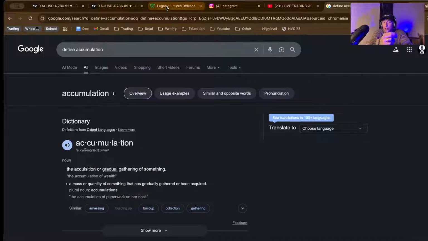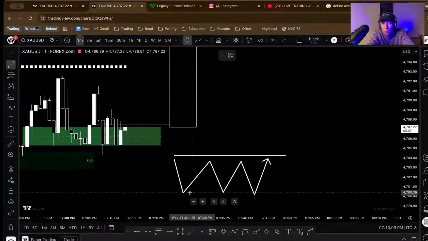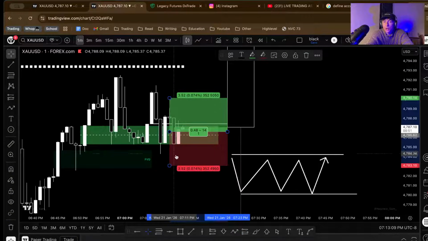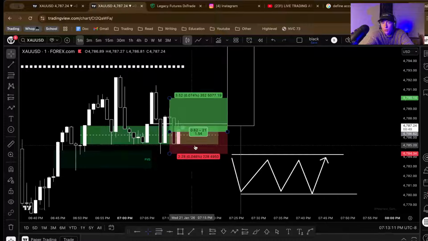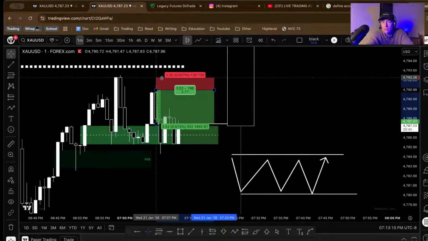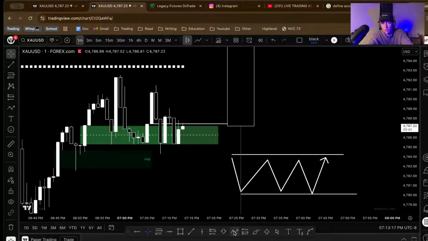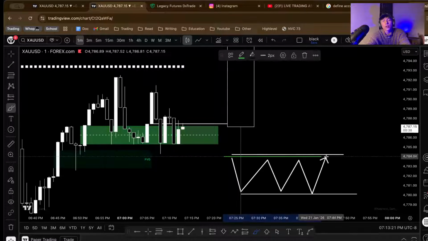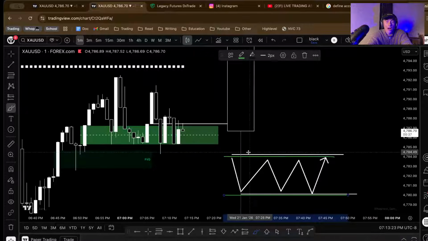What it's gathering is stop losses, because there's a bunch of people still buying and selling inside of this range. Those people that are buying are going to put their stop losses below the lows. People that are selling are going to put their stop losses above the highs. So it's building up what some people like to call liquidity, a lot of liquidity above the highs and below the lows. This is the accumulation phase.